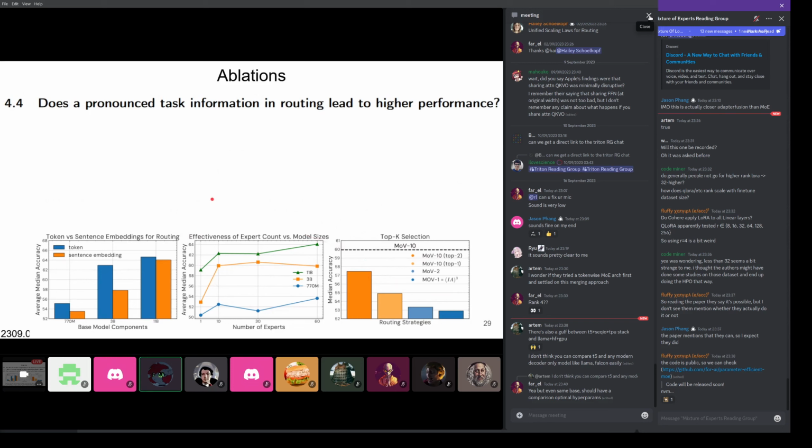And the last thing that it does is this very weird statement about announced task information. What they really mean is, if they use sentence embeddings in their router rather than tokens, does it perform better? And they basically find that once you scale up, the answer is no.